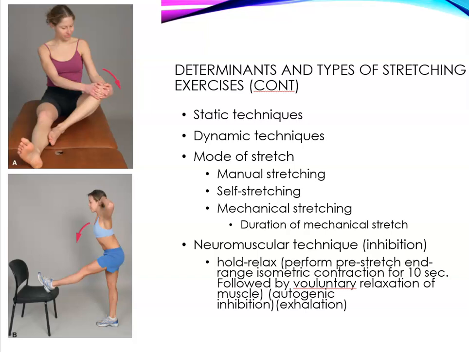A sequence for using the HR and CR technique to stretch shortened pectoralis major muscles bilaterally and increase horizontal abduction of the shoulders.